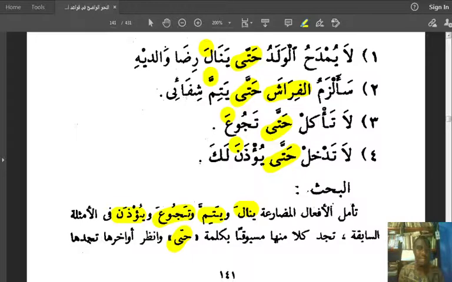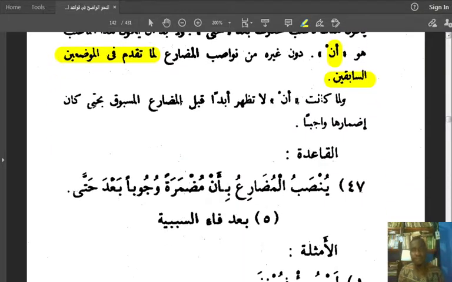سألزم الفراش إلى أن يتم شفائي, till my healing is complete. إلى أن, the an that we are talking about. So just the same thing as we've done with the previous topics. And then he says here: ولما كانت أن لا تظهر أبدا قبل المضارع المسبوق بحتى كان إضمارها واجبا. This is what I was talking about. Because the an can never appear after the hatta, when you fix it after the hatta, it breaks, it doesn't really fit. You need to take out the hatta altogether and make up the sentence with different letters. And so because the an cannot come in the sentence, what do we say? لا تظهر أبدا قبل المضارع المسبوق بحتى.